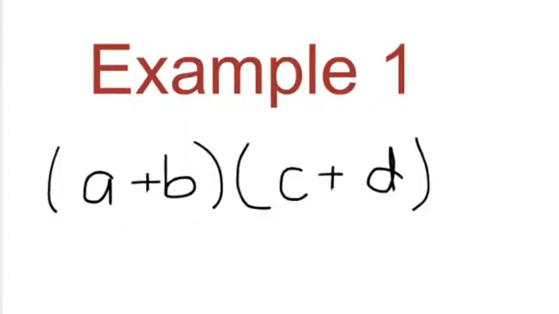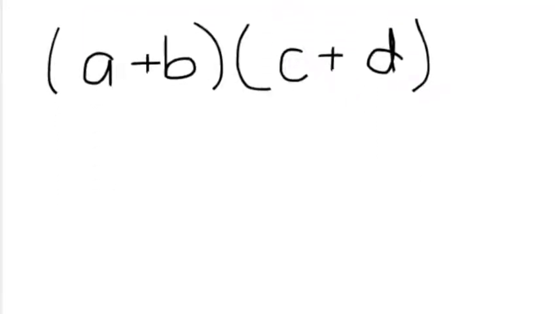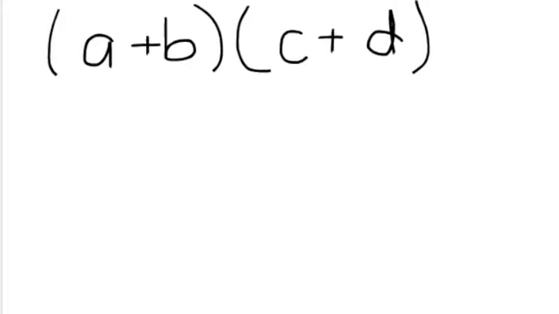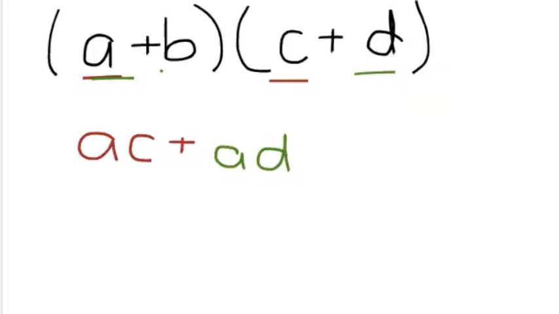We'll start off with something simple. Our first example will use letters. Bracket A plus B, bracket C plus D, bracket. In the rule of FOIL, we must first multiply the first two terms in each bracket, which are A and C, and we get AC. Then we must multiply the two outer terms, which are the A and the D, and when we multiply those two together, we get AD.